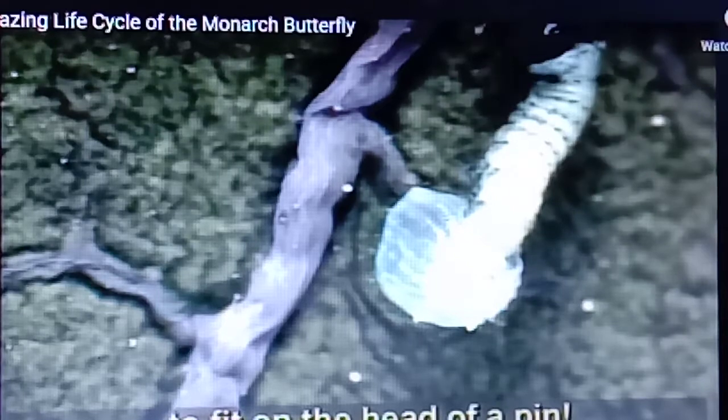This is the larva. The larva of a butterfly is also called a caterpillar. This is the caterpillar. And this is the second stage of the life cycle of the butterfly.